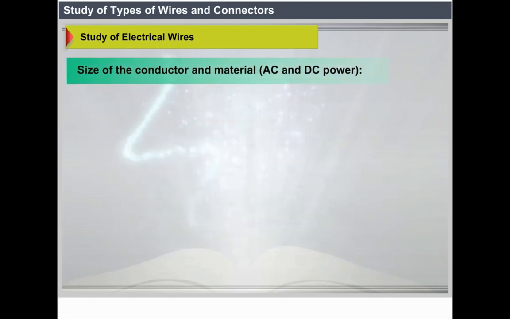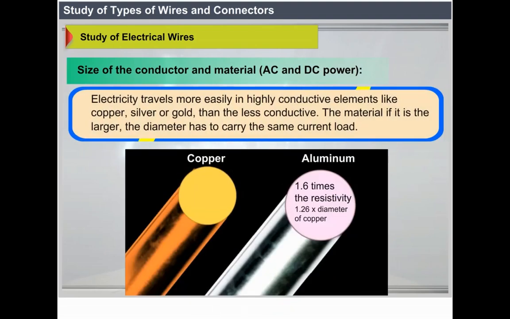Size of the conductor and material, AC and DC power. Electricity travels more easily in highly conductive elements like copper, silver or gold. The less conductive the material, the larger the diameter has to be to carry the same amount of current.